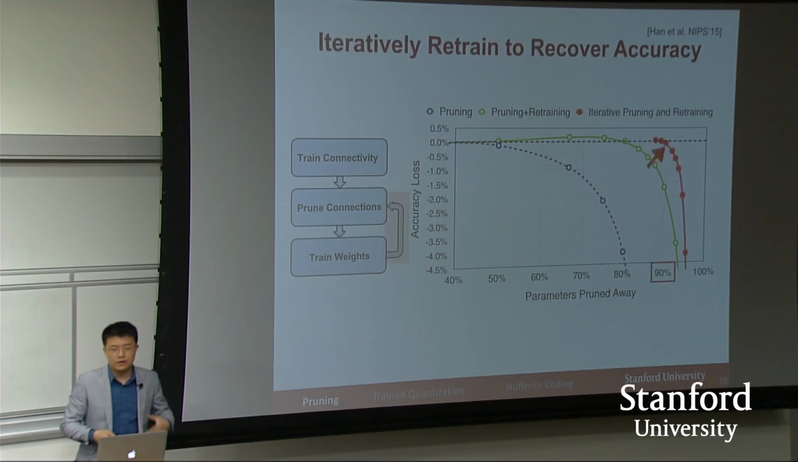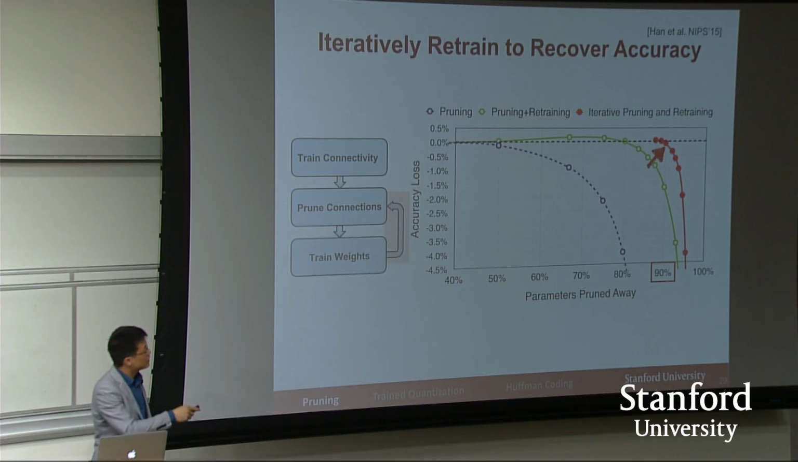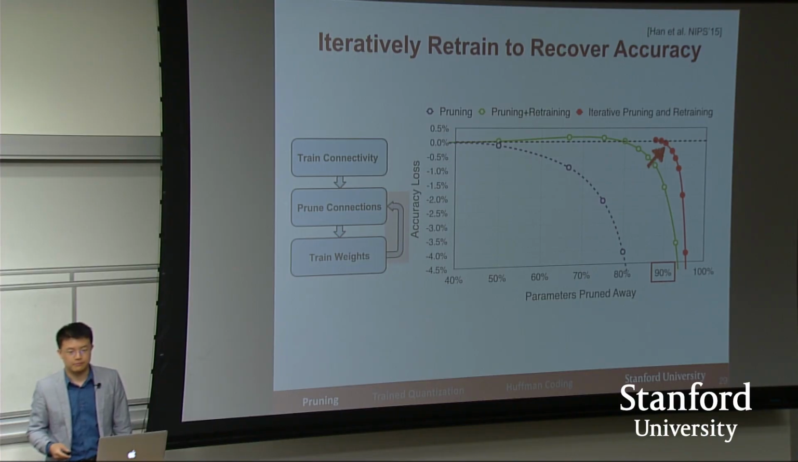And if we do this process iteratively by pruning and retraining, we can fully recover the accuracy until we prune away 90% of the parameters. So if you go back home and try on your IPython notebook, just zero away 50% of the parameters, say in one of your homeworks, you will astonishingly find that the accuracy actually doesn't hurt.